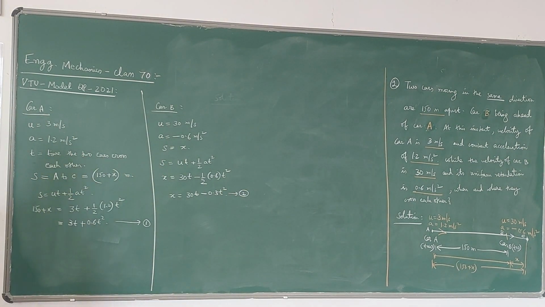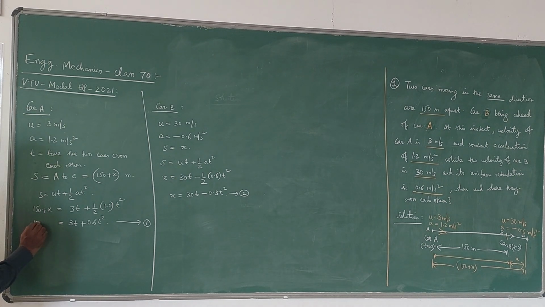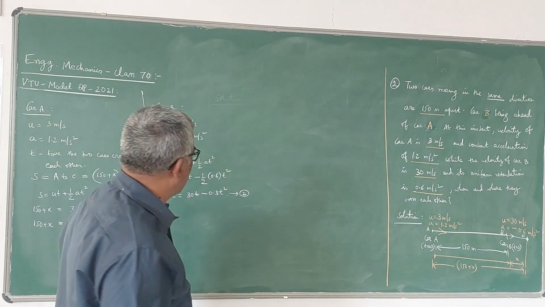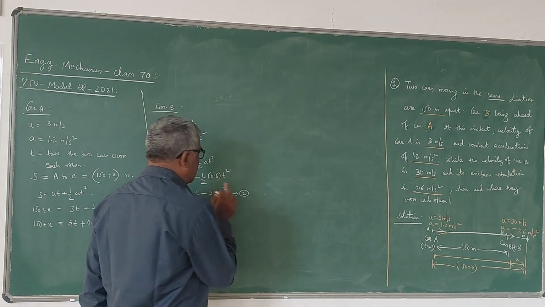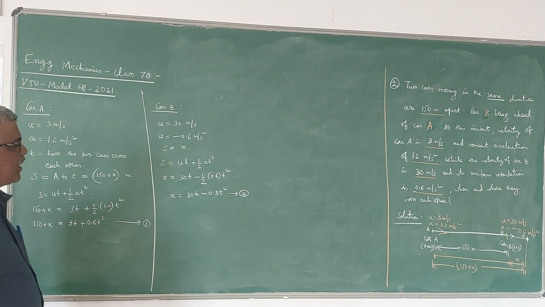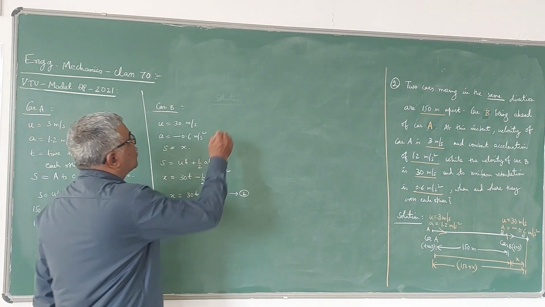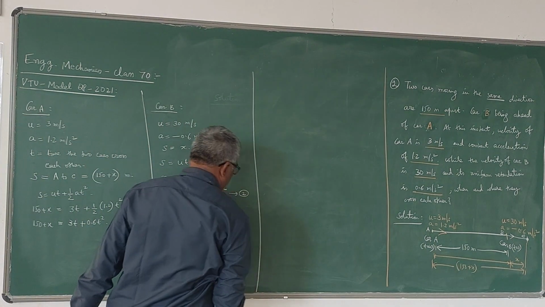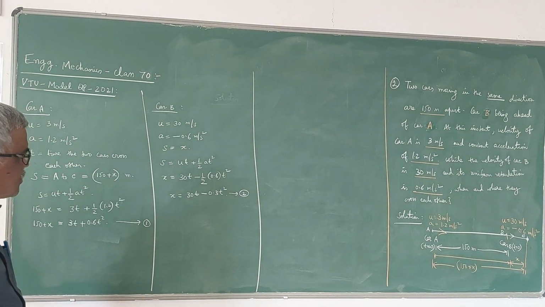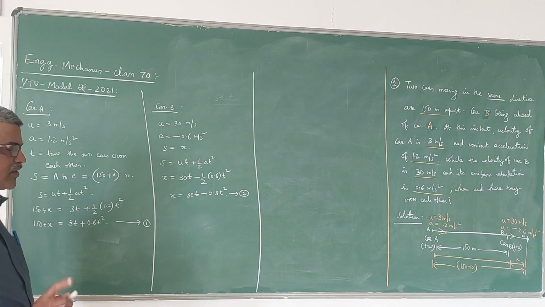Now you have two equations. Equation 1 is 150 plus x is equal to 3t plus 0.6 t square. This is for car A. For car B, x is equal to 30t minus 0.3 t square. Now t and x are the unknowns, but you have two equations, so you can solve them.